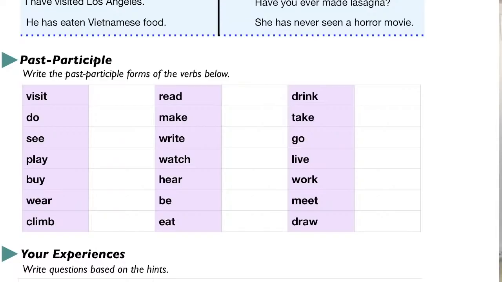Yes, Jaco, been. So for example, have you ever been to Japan? Have you ever been to Jamaica? Have you ever been to the United States? Have you ever been to Tokyo? Okay, eat, eaten, yes, good. Eat, eaten. Have you ever eaten sushi?